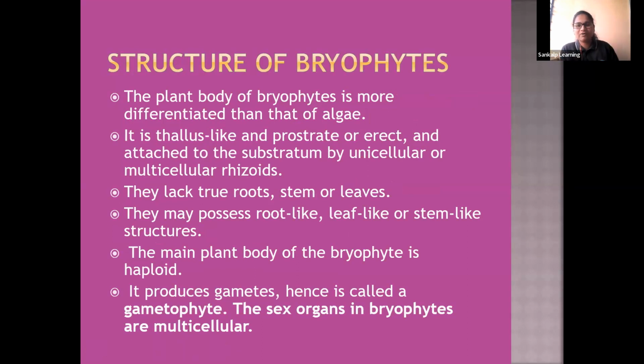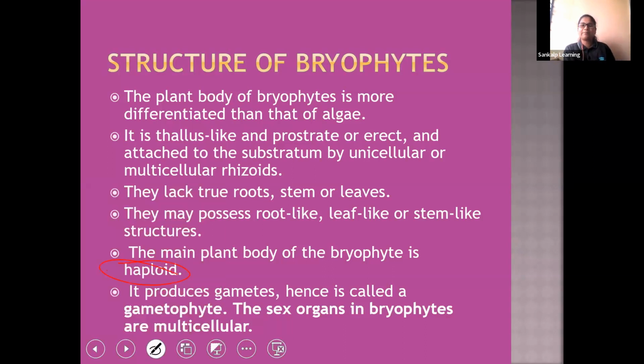Here we see stem-like, root-like, leaf-like structures. But actually they do not have true roots, stems, or leaves; they are structures that resemble them. Okay? So like the roots, these also have certain structures which are referred to as rhizoids. In addition, they may possess root-like, leaf-like or stem-like structures. The main plant body of bryophyte is haploid, which is the main question here.